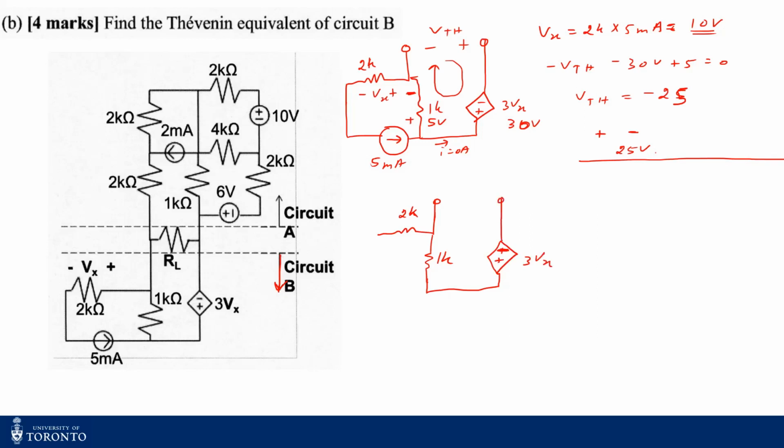Right now I have a dependent source, so ideally I would connect here 1 volt or 1 milliampere and then find out my RThevenin. But since Vx is this one, what's my Vx? Vx is 0 volts because no current is flowing. So my dependent source has 0 volts, which means this is a short circuit. So what's my RThevenin basically? My RThevenin is just 1 kilo ohms.